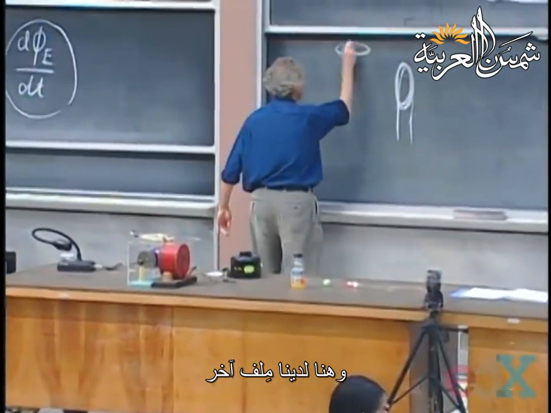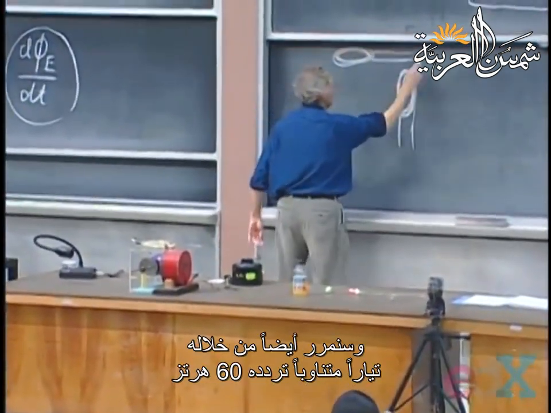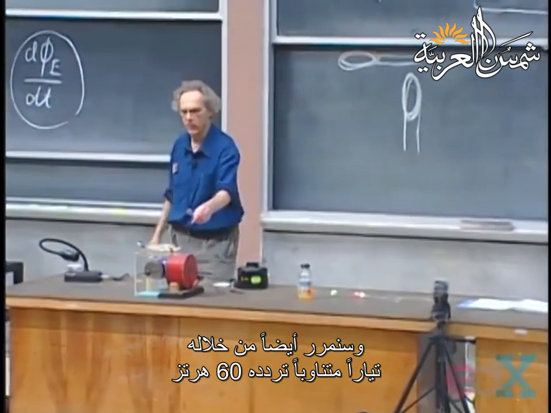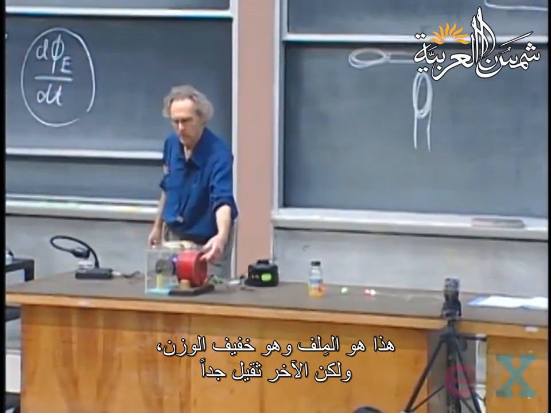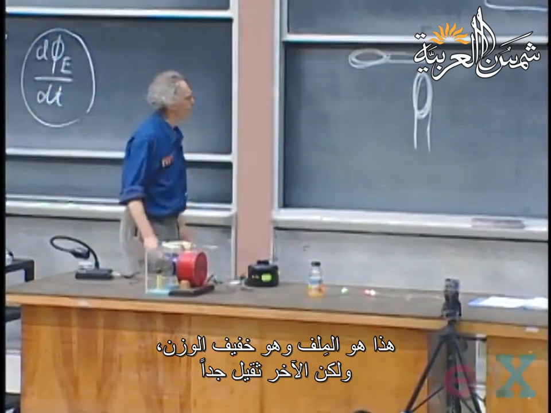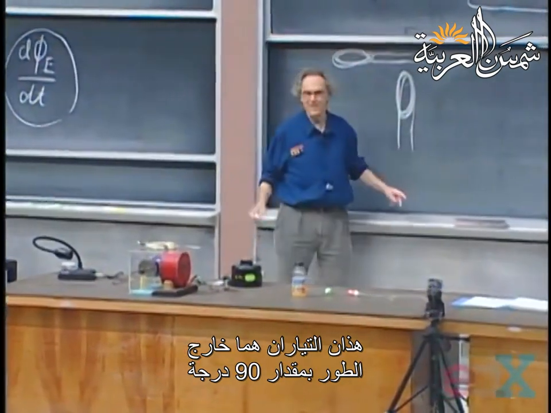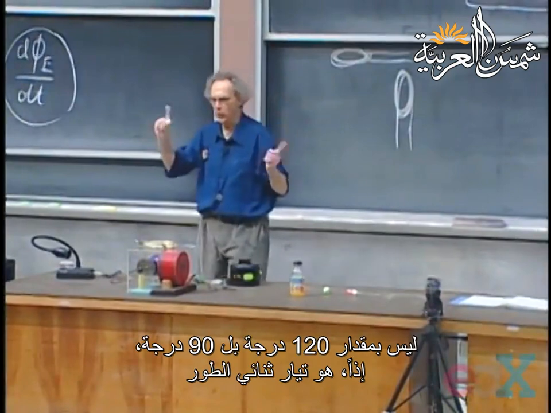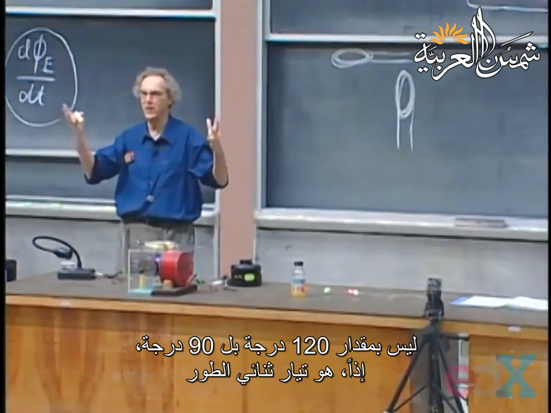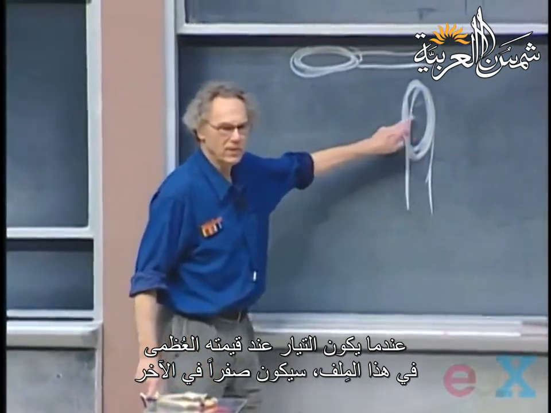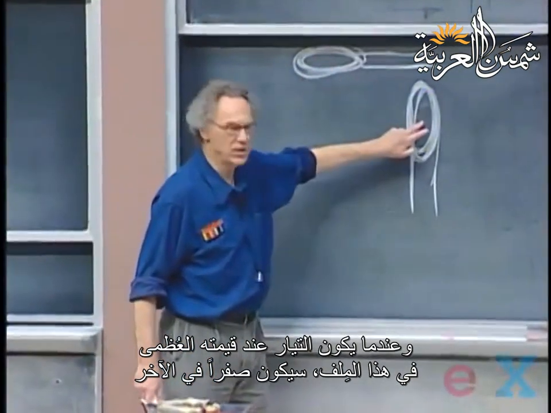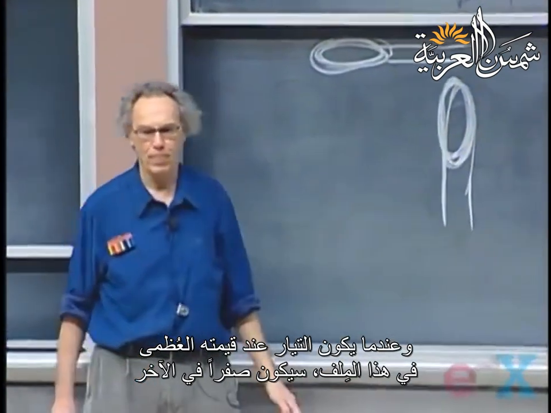And here we have one, also going to run 60 Hertz AC through there. Here's the coil. This one is easy to show, the other one is very heavy. These two currents are 90 degrees out of phase. Not 120, but 90. So it's a two-phase current. So when the current is maximum through this one, it is zero through this one. When it is maximum through this one, it's zero through this one.